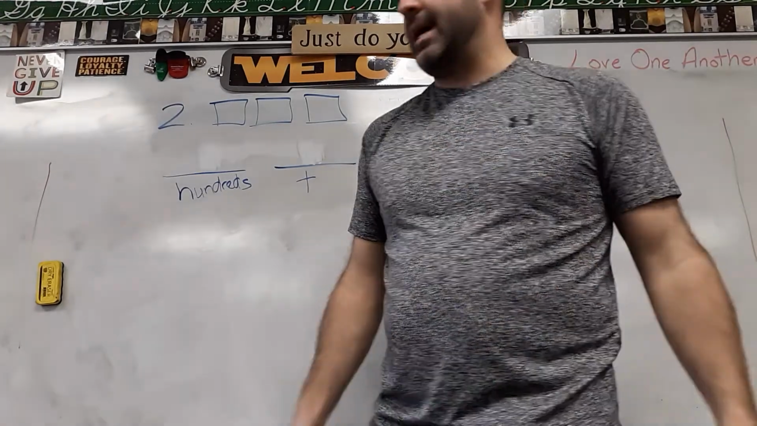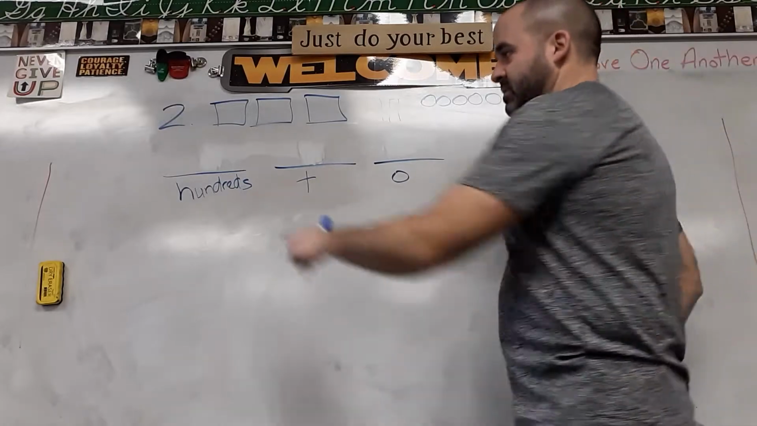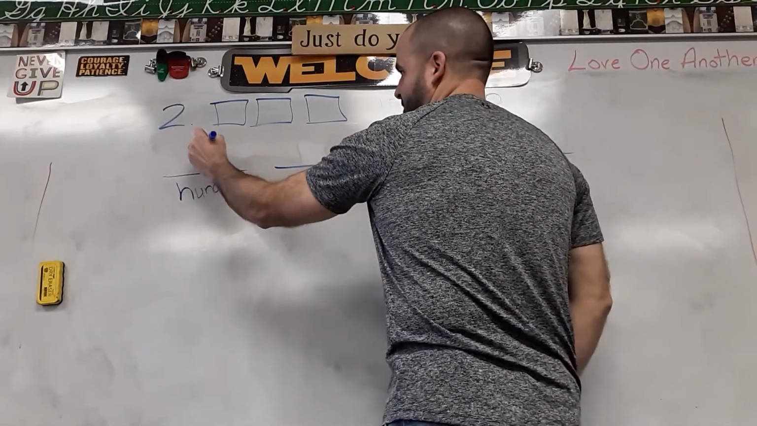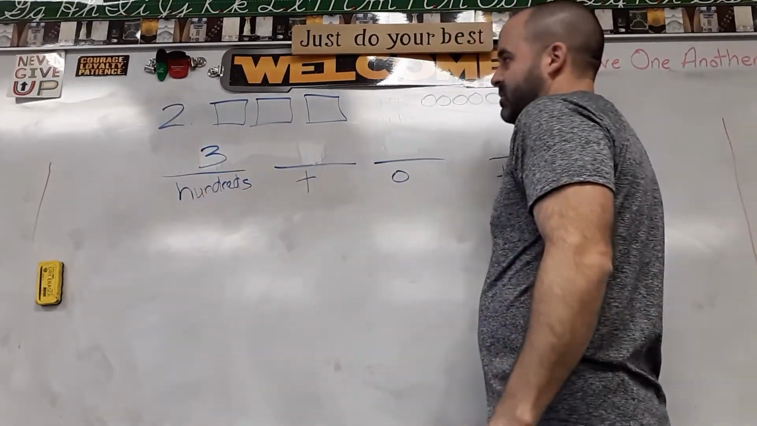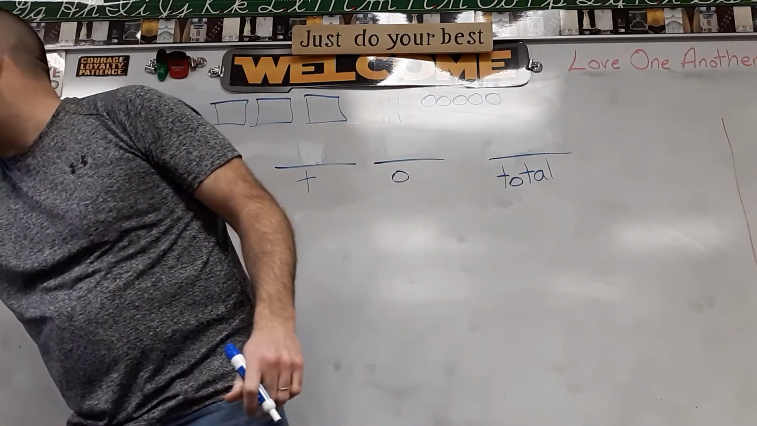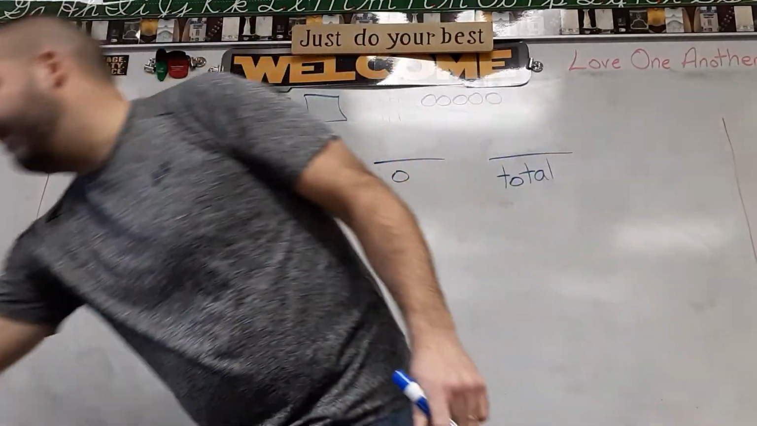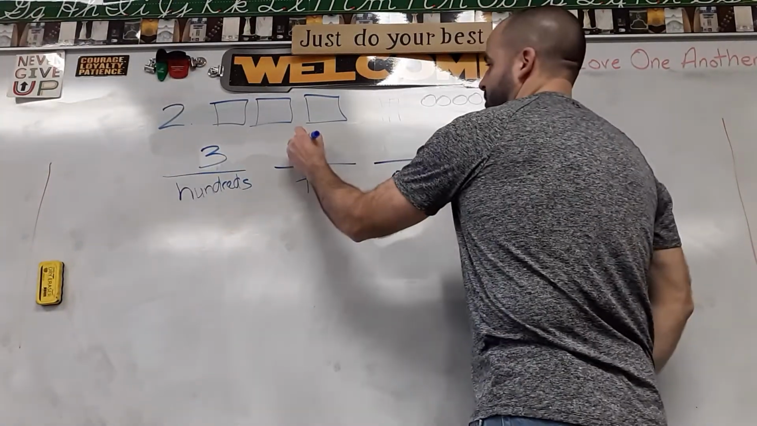Brecken, what do you got? How many hundreds do we have? Yeah, 3. So what are we writing here, Brecken? Yep, just a 3. Okay, so we have 3 hundreds. Now, let's go to the sticks. We have how many tens? Ella, what do we have? Yep, 3 tens as well. So we're going to put a 3 there.